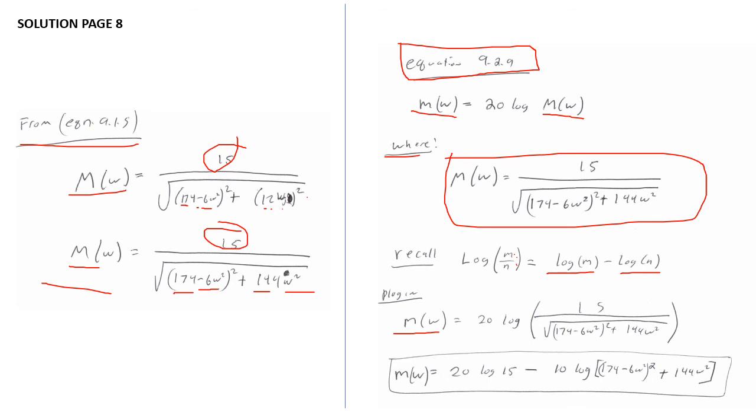M is equal to 20 times the log of this function from above, 15 over the square root of 174 minus 6 omega squared, quantity squared, plus 144 omega squared. Then we can use our little log rule and say that M of omega is equal to 20 times the log of 15, do some simplifications here, minus 10 times, getting rid of that square root, the log of 174 minus 6 omega squared, quantity squared, plus our 144 omega squared for our M of omega, which was the first thing they asked us to obtain in part B.